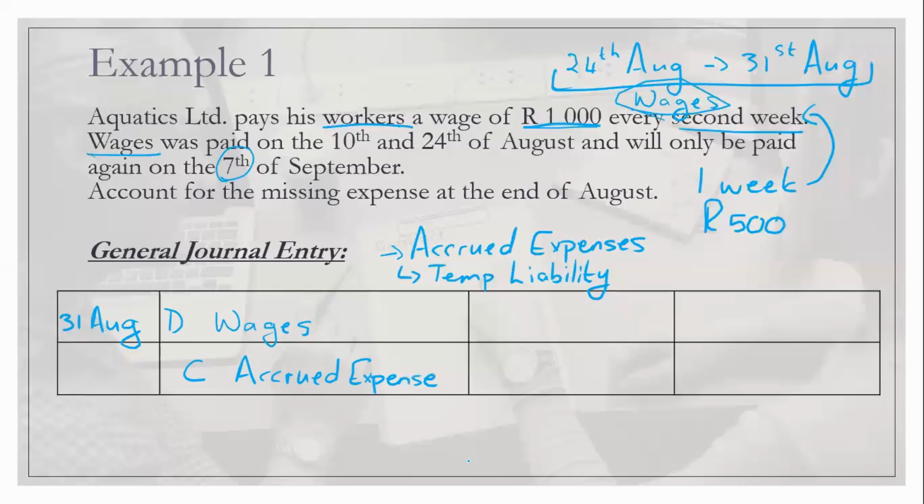Okay, everyone's still with me? Yes, ma'am. And the amounts would just be the 500 that we have calculated. All right, let's have a look at the next example.